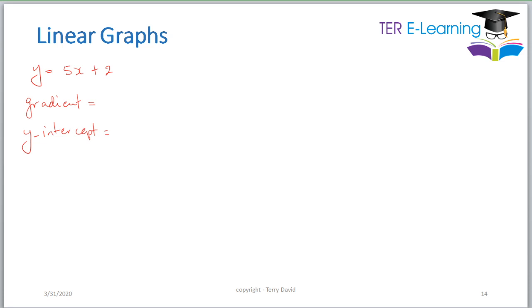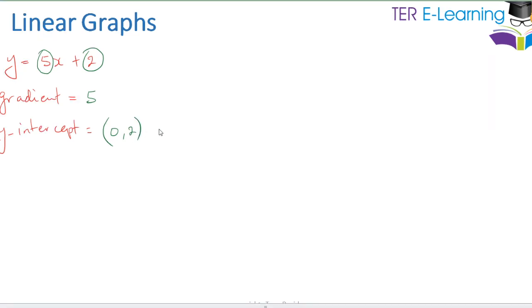Right, so I'm seeing somebody saying 5 already. Sharice is saying 5. Darrell also saying 5. So my gradient is simply this number here. My gradient is the coefficient of the x, so my gradient is simply equal to 5. Now my y-intercept has to be given as a coordinate, and we're going to look at this value here. So my y-intercept is (0, 2).